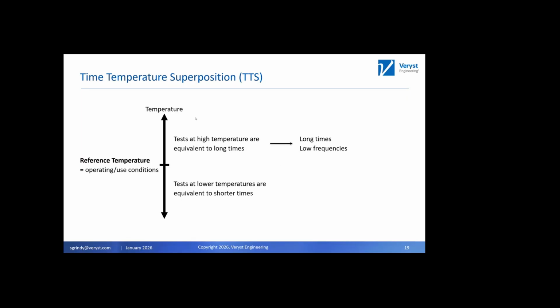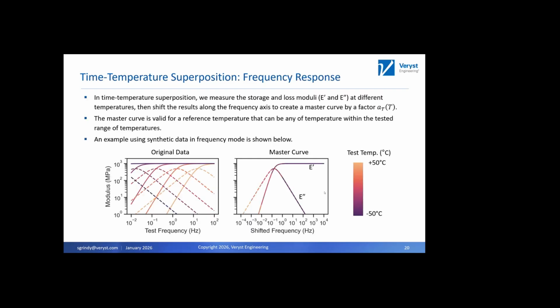So we're going to use high temperature tests to estimate our material behavior at long times or low frequencies. We're going to use lower temperatures to measure material behavior at short times or high frequencies. How does that look more practically, or at least in sort of cartoon fashion?